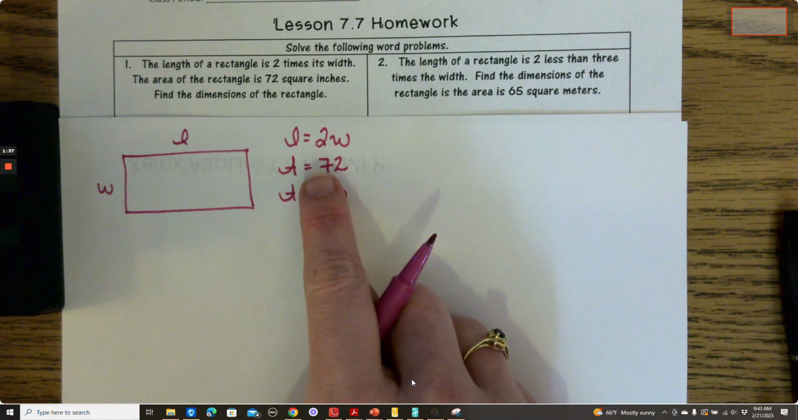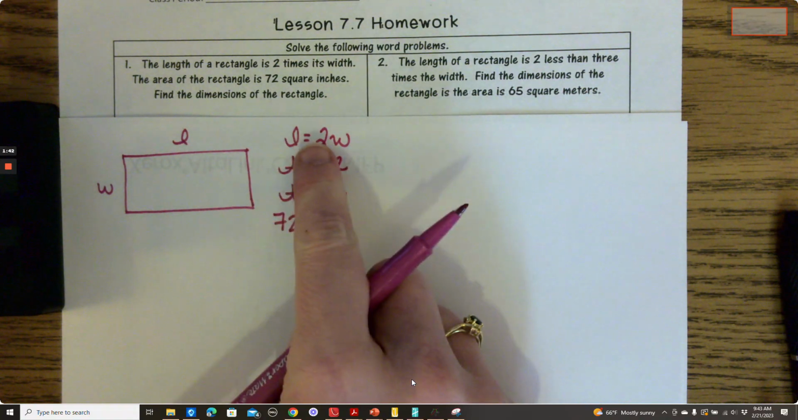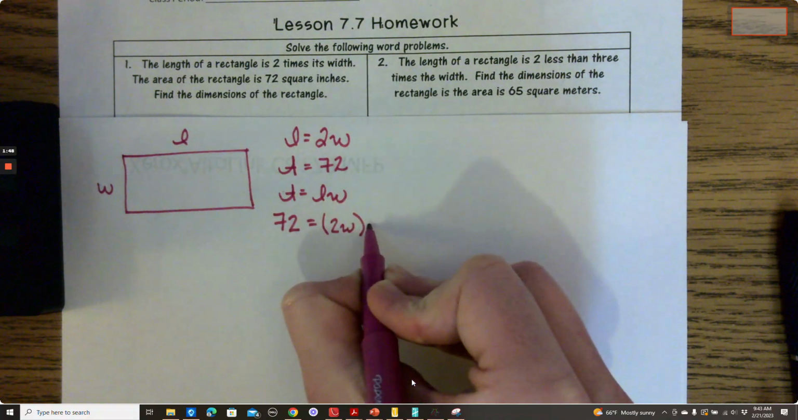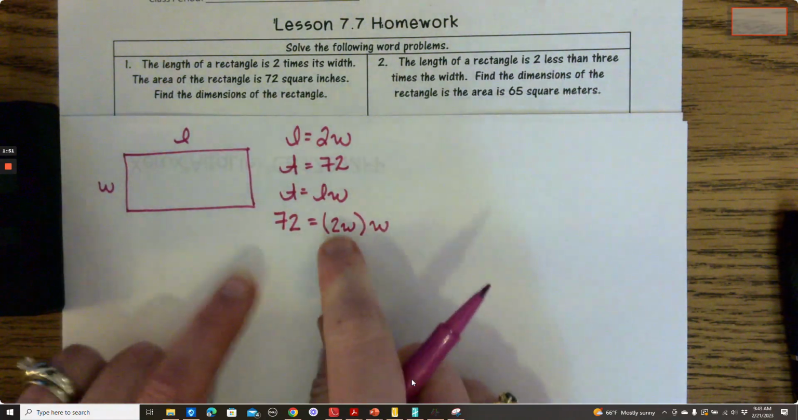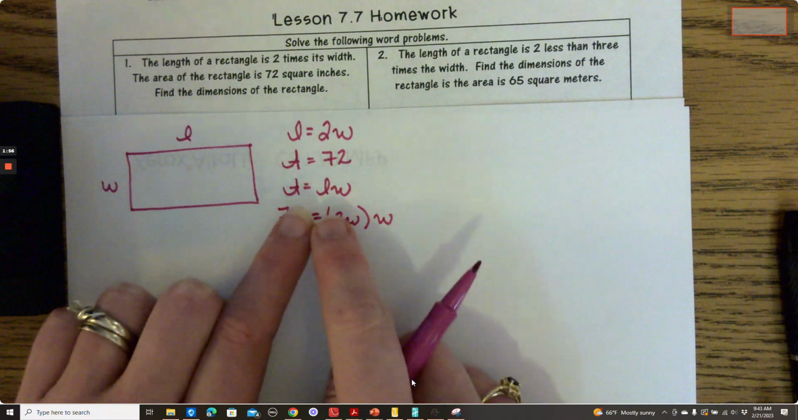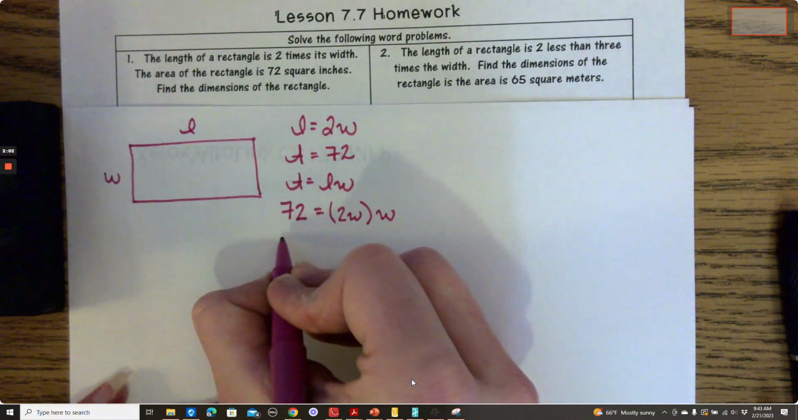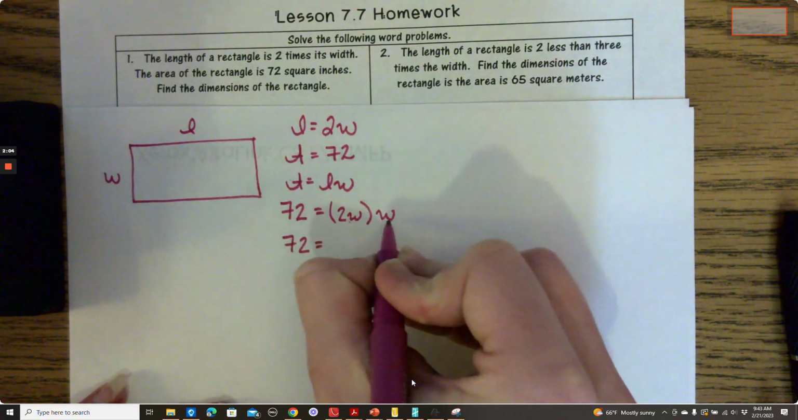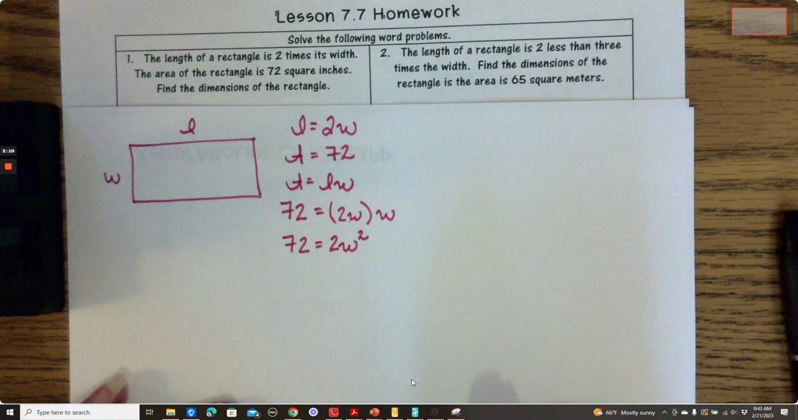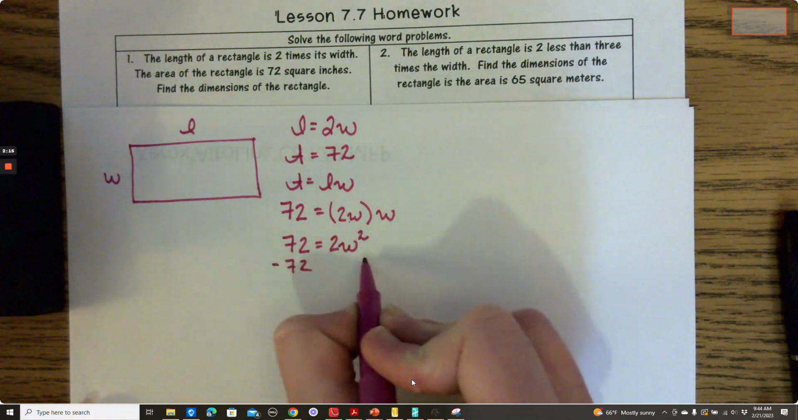Okay? So using this base formula, area equals length times width, I can swap out pieces here. So I know the area is 72. I know the length is 2W, so instead of writing L, I'm going to write 2W, and then the width. The reason I do that is if I've got an equation with just one letter, I can solve for that letter. I can't do it with 2 letters, okay? So 72 equals 2W times W, which is 2W squared. Okay, and I can solve this. This is a quadratic equation.